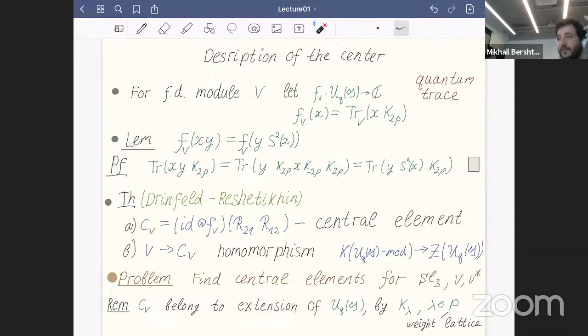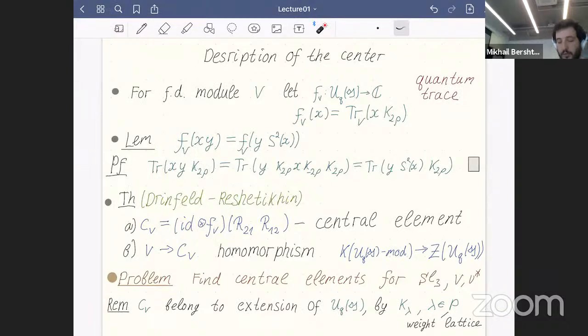In the classical case, we have some analog of this construction. If we have a representation, then we can define a function on the group, for example, which is the trace on this representation. In the quantum case the function algebra is a different Hopf algebra, but there is some sort of embedding which respects the adjoint action and so on. So in the quantum case, for any representation, we can construct a central element.